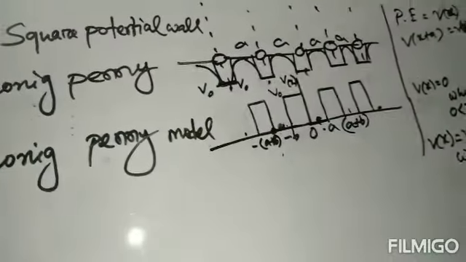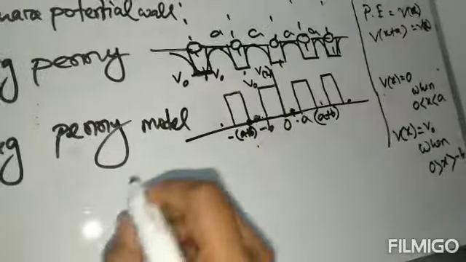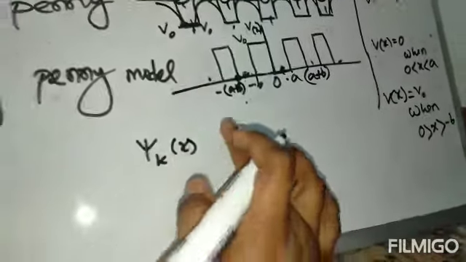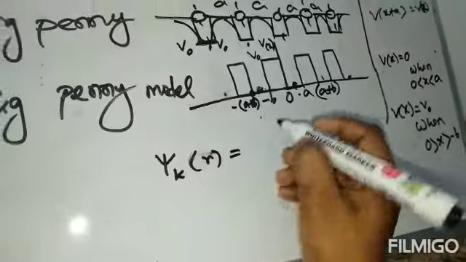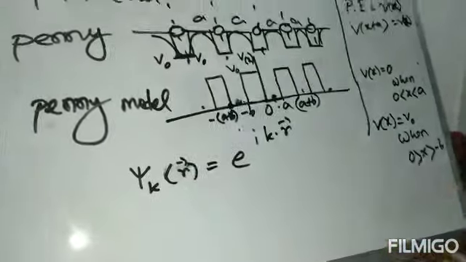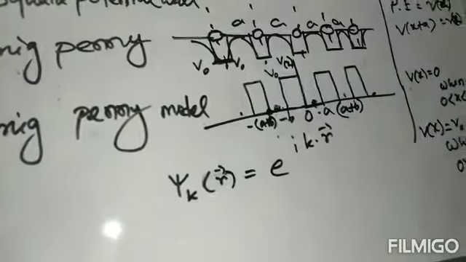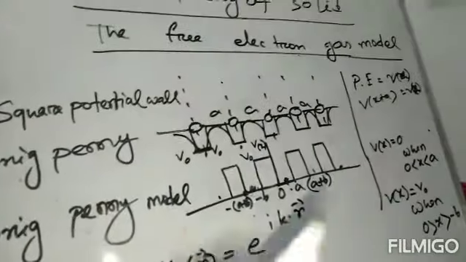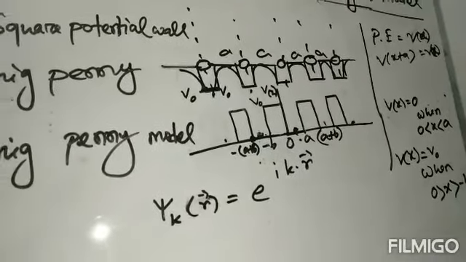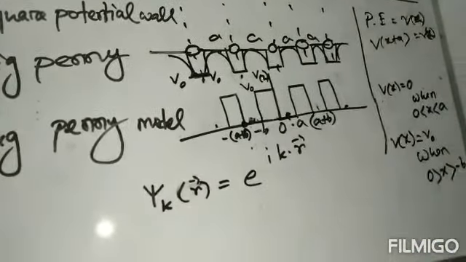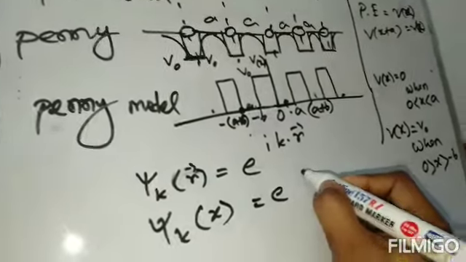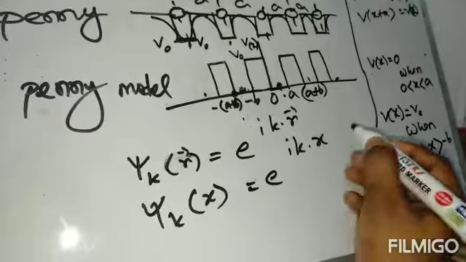Now we assume a proper wave function psi_k(r) equals exponential of i k dot r, which is very close to the free electron gas. If we consider a one-dimensional lattice, we can write the wave function like this: exponential of i k x.